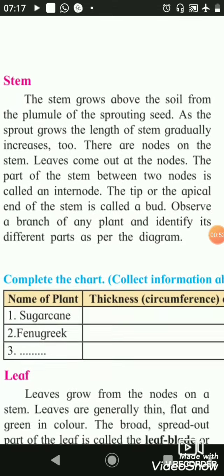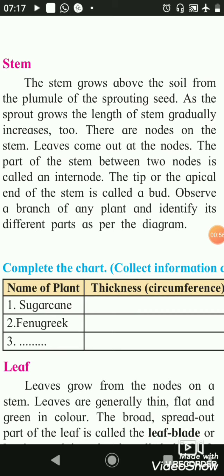How does it grow from the soil? The stem grows above the soil from the sprouting seed. The part which grows under the soil is called the radicle, which we learnt in the previous video. And the part that comes out from the seed is called the plumule. That green part grows gradually and converts into the stem. As the sprout grows, the length of the stem gradually increases.